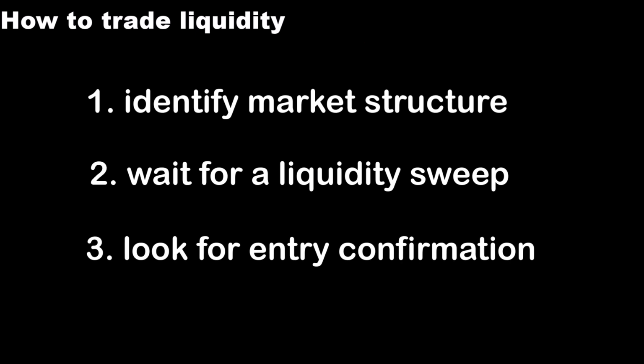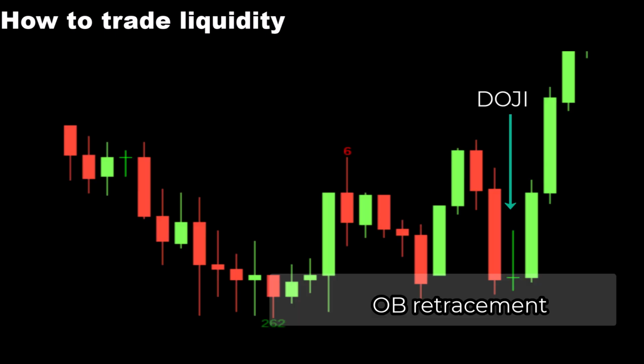Step 3 is to look for an entry confirmation. This could be a candlestick pattern, such as a bullish or bearish engulfing candle, a pin bar, or a break and retest pattern. Step 4 is to place your stop loss just beyond the liquidity that was taken. And finally, let the trade run. Liquidity moves often lead to strong and fast price swings. So avoid cutting your trades too early.